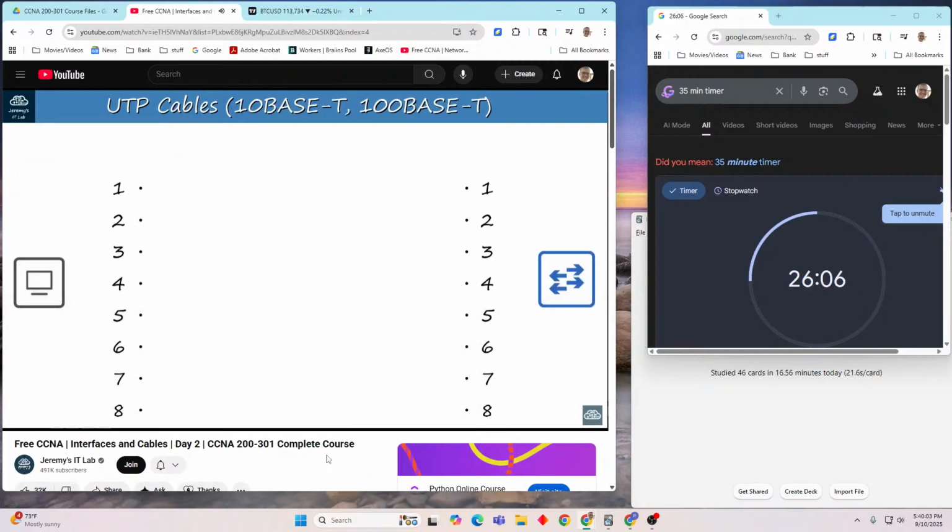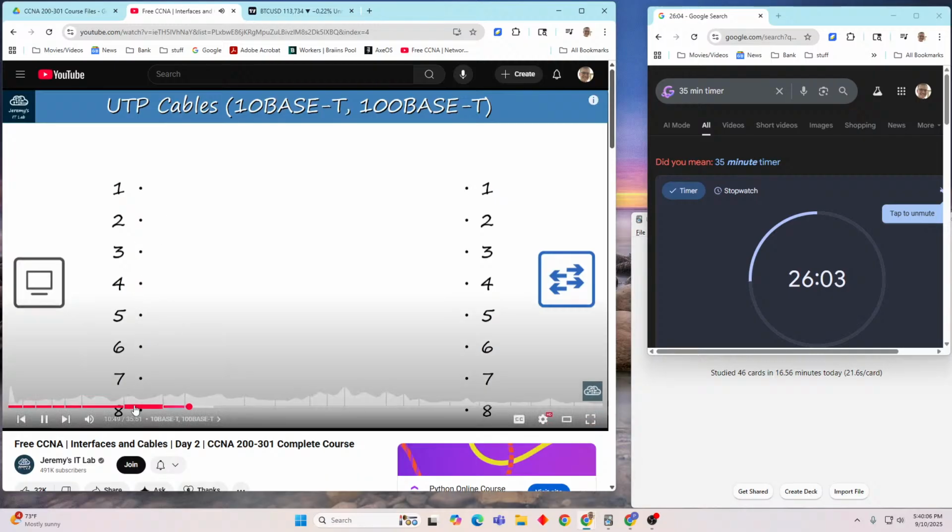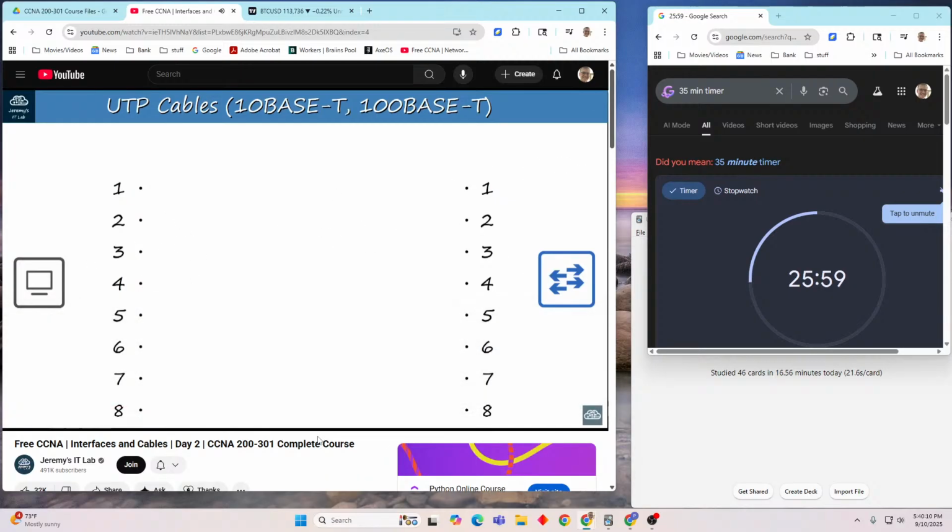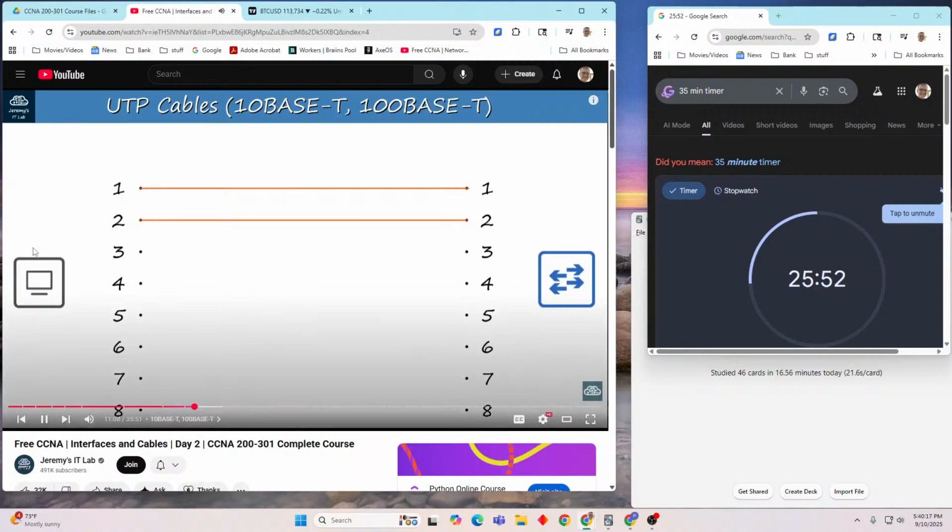These numbers represent the pins on the RJ45 on the PC's network interface card and the switch's interface. There are 8, but we will only use 4, or 2 pairs, since this is a Fast Ethernet or 100BASE-T connection. The first pair is at pin positions 1 and 2, and will connect to pins at positions 1 and 2 on the switch's network interface.